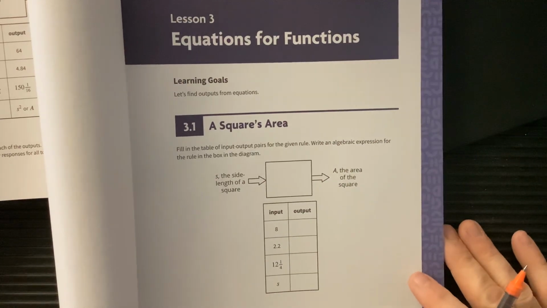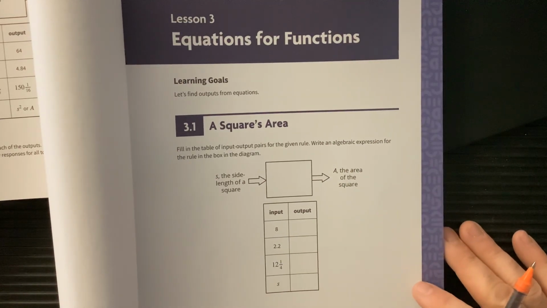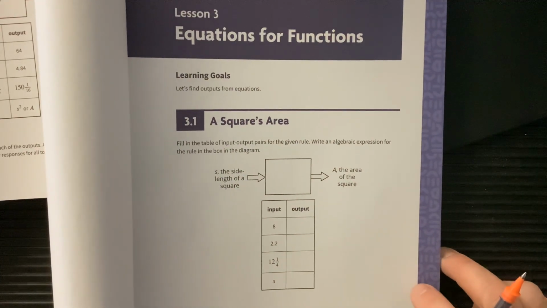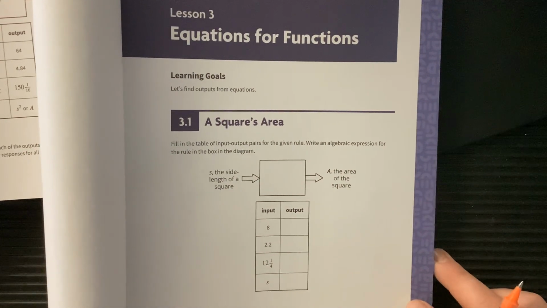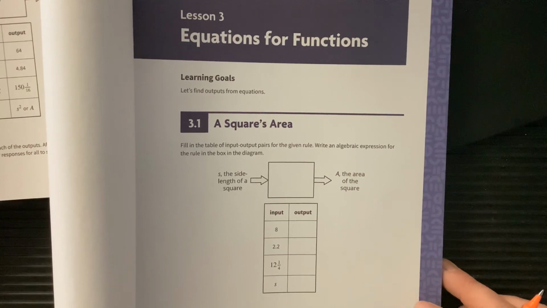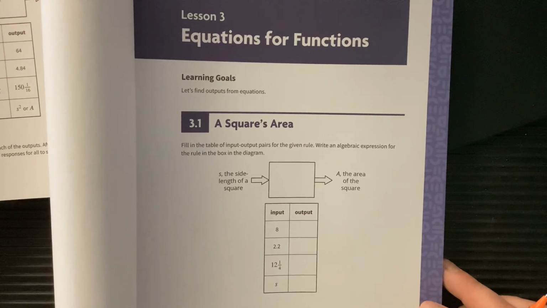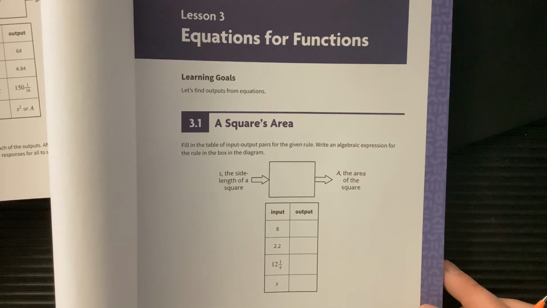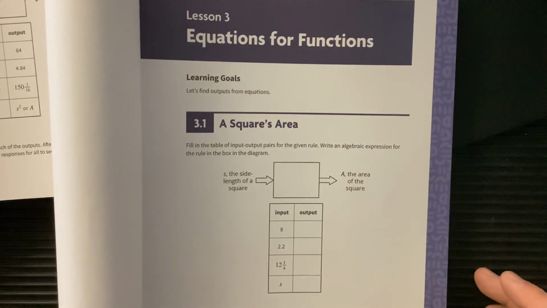It's going to ask us now to find outputs from equations. So this little function box might go away, a little less words, and you'll just get an equation, which I don't think is any different. This one is saying that we are going to plug in these inputs. It is a side length of a square. The output is its area. So if you have a side length of 8 on a square, Adam, what's its area?